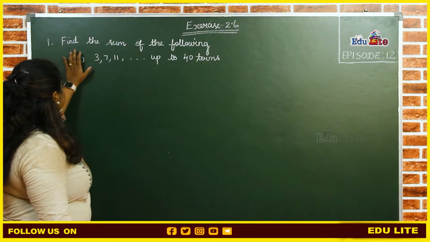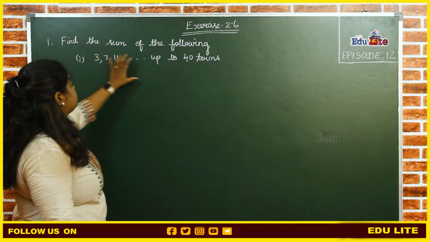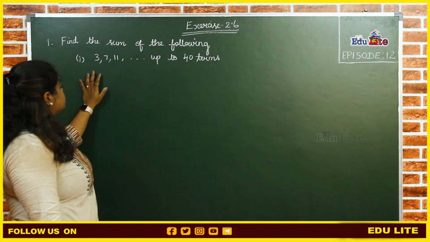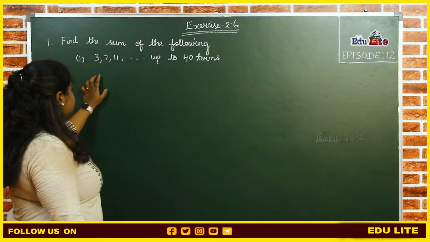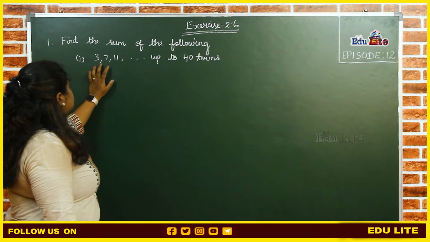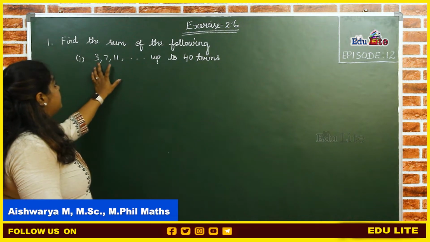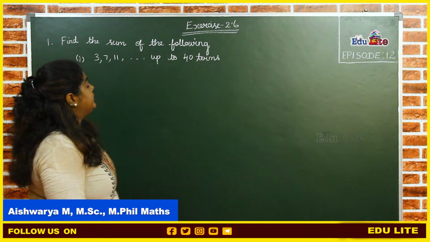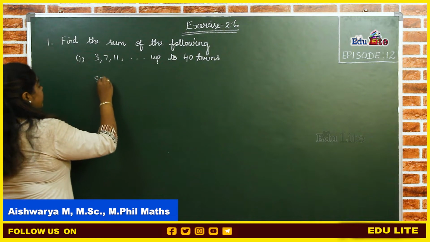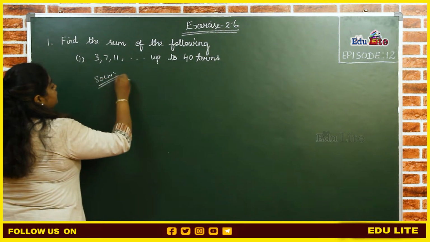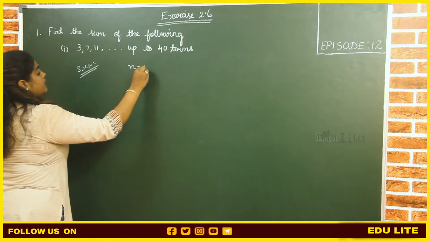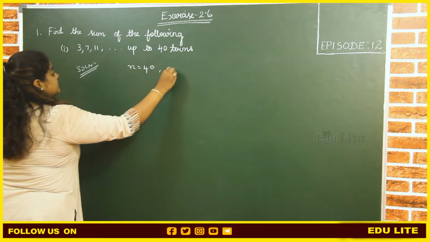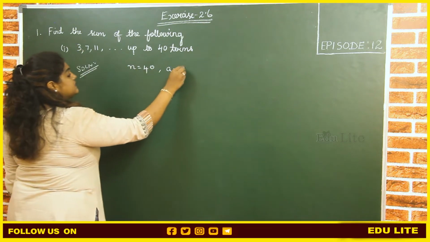So in the first problem we have to find the sum of the following. We have 3 subdivisions, we will do one by one. In the first subdivision we are given the sequence 3, 7, 11, up to 40 terms. Therefore the value of n is 40. Value of A is nothing but the first term in the sequence, which is 3.